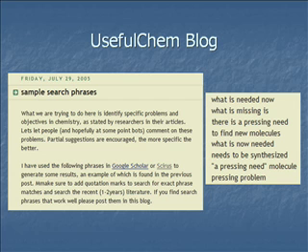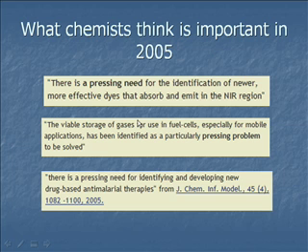And the way that this was done is by using Google Scholar and Cyrus and searching for these terms. What is needed now, what is missing, there is a pressing need for, and seeing what it actually came up with. So this was started in July 2005.